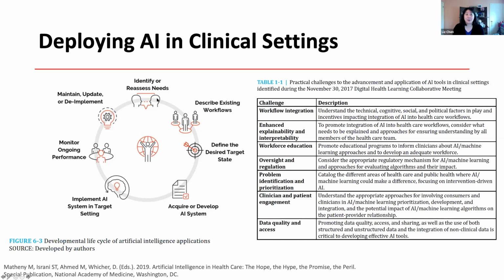A graphical view of what was on the previous slide is that we need to identify a need. We don't want to build a model just to build a model. Ideally it should be based on a need, and in the context of today's discussion, a clinical need. Again, a big part of it is to study existing workflows.